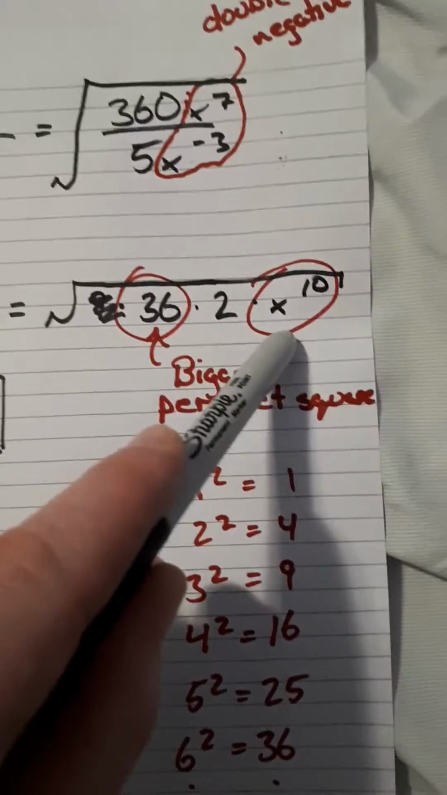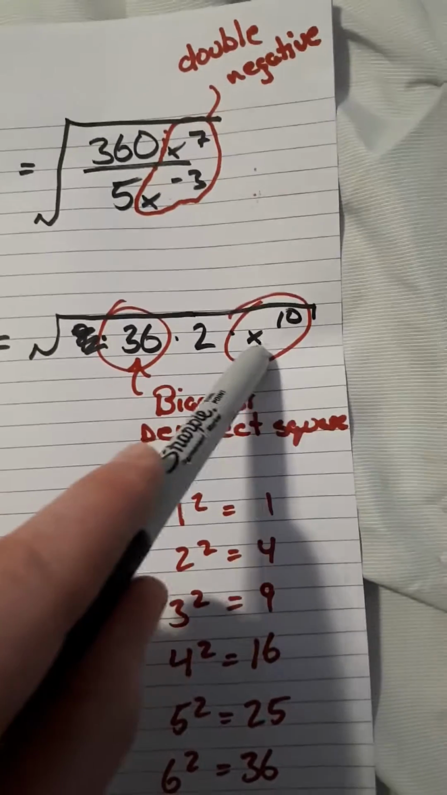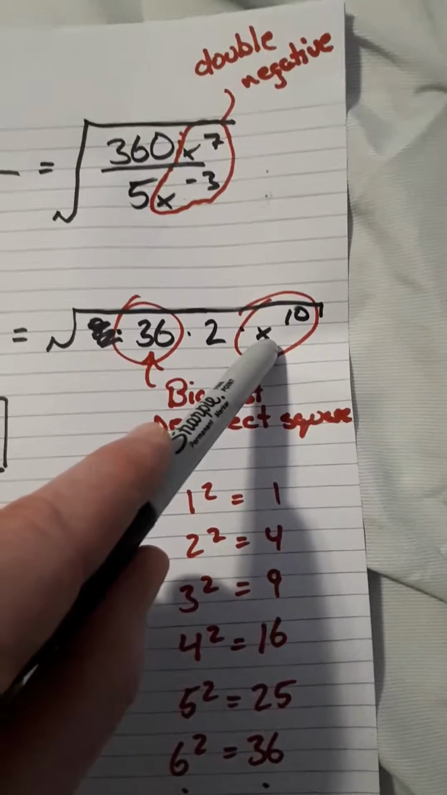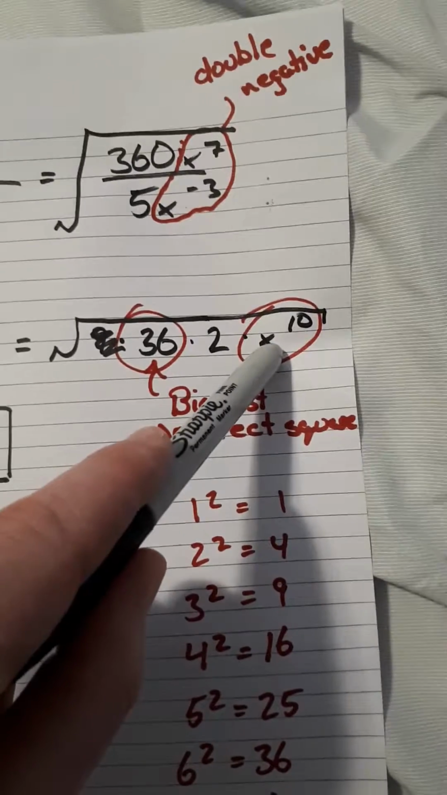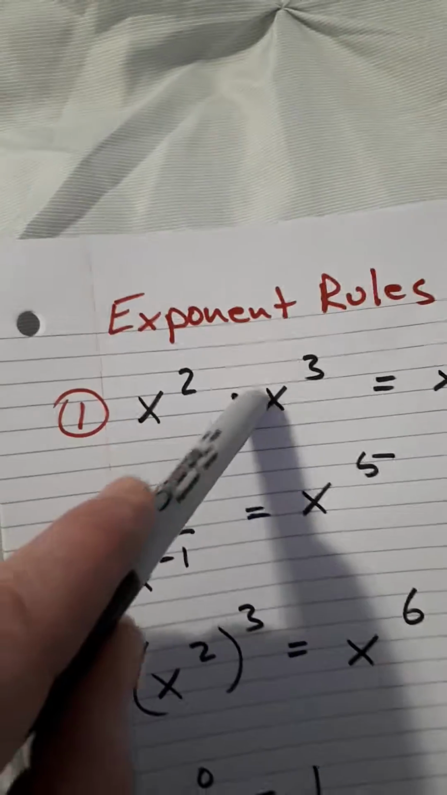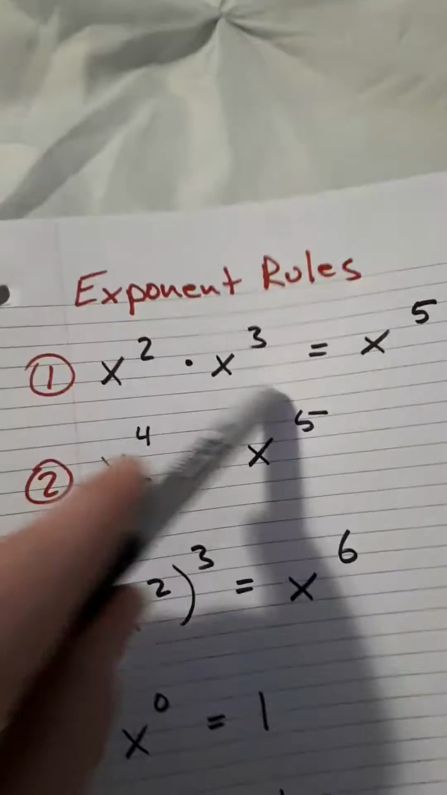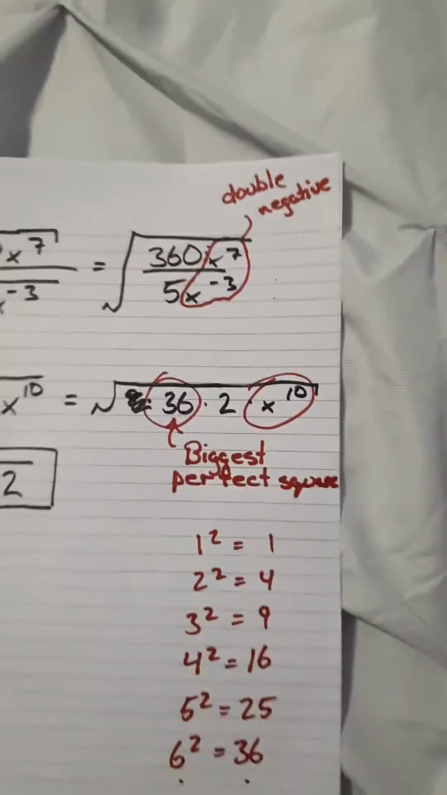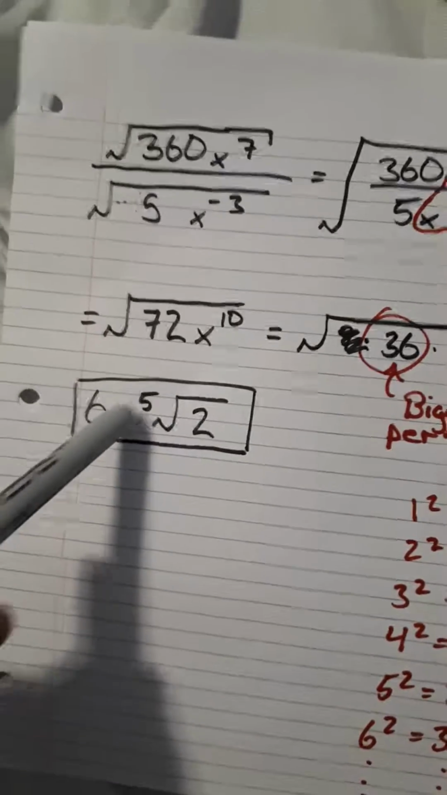And again, with that little trick here, the reason why, if we thought about x to the 10, I could write that down as x squared times x squared times x squared times x squared times x squared, 5 times, using this product rule, right? They would all add up to be x to the 10, and then we basically square root each one of those. That's why we get x to the 5th right here.